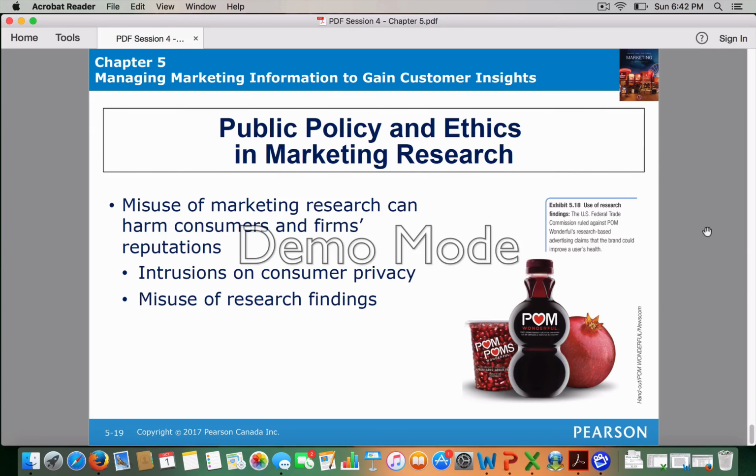And of course, you can misuse information. You can sell information to third parties, and customers don't typically like that. You can use information to negatively target people or exclude people. So there is an opportunity there to misuse research findings, and customers are very cognizant of that and don't want companies behaving in that manner.